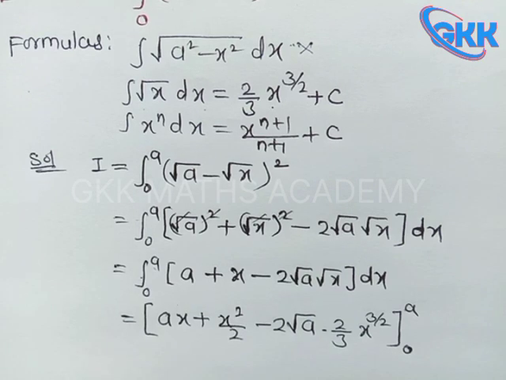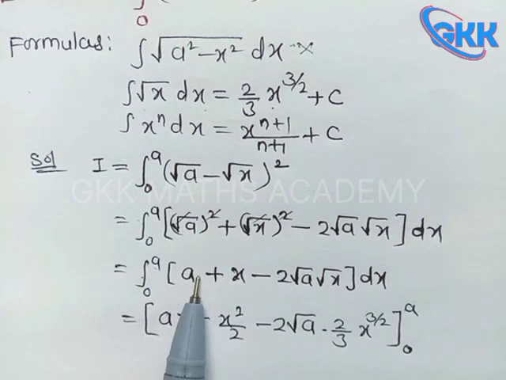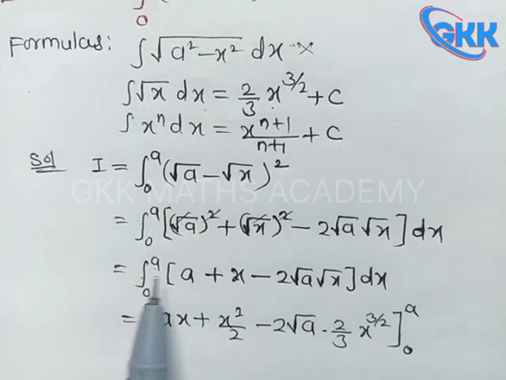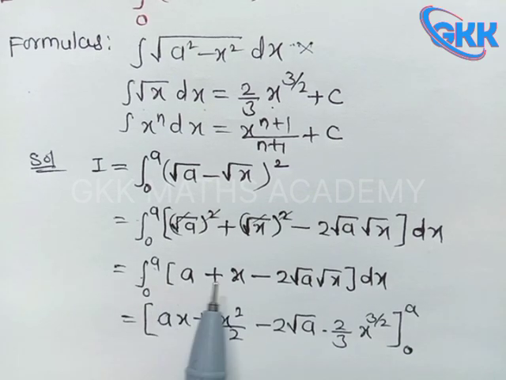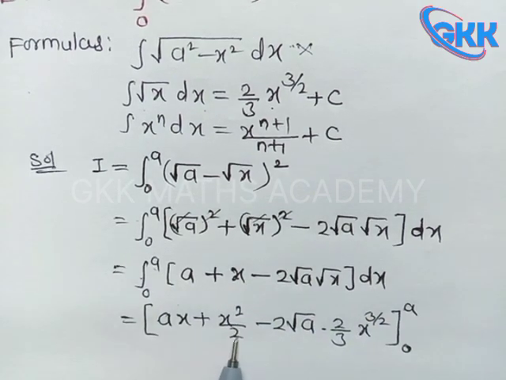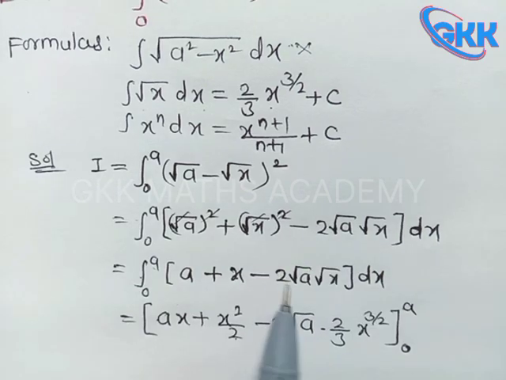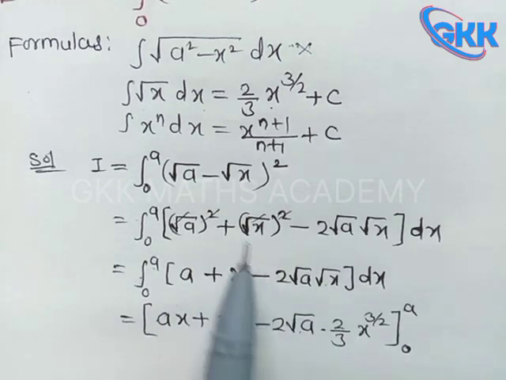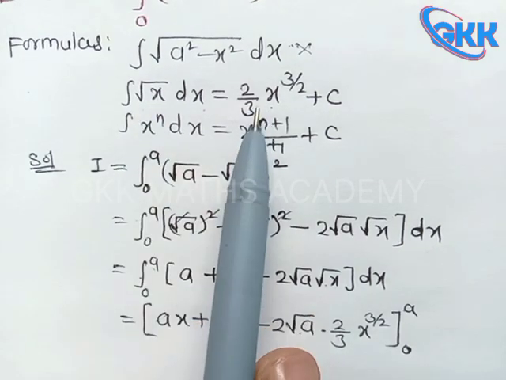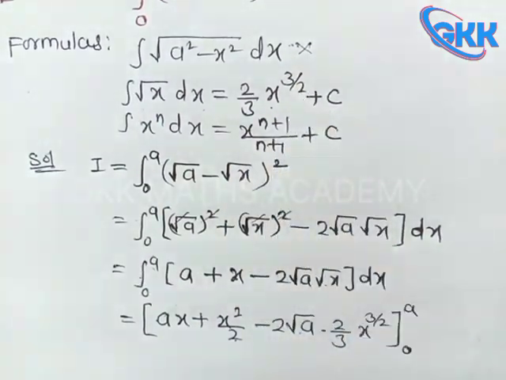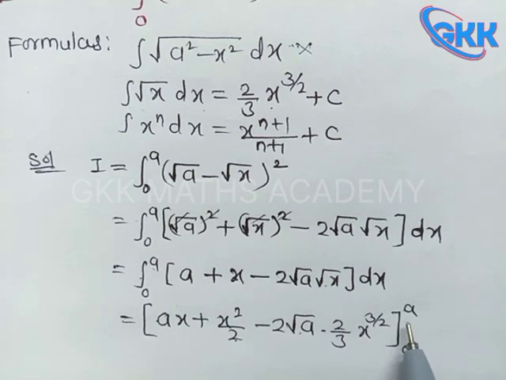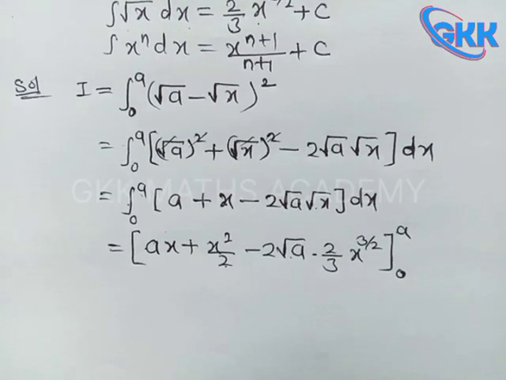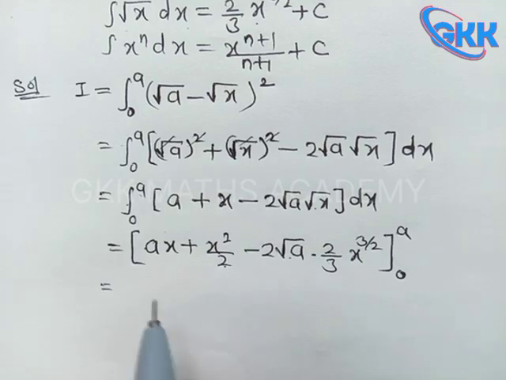Cleared all of you? Integral of 1 dx: a is a constant outside, integral of 1 dx is x. Integral of x dx is x square upon 2. Here 2 root a is a constant, times 2 upon 3. What is the formula of integral of root x? Integral of root x is 2 upon 3 x power 3 upon 2 plus c. Now after that our limit is 0 to a. Clear?